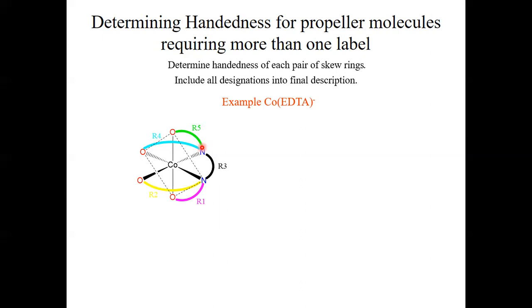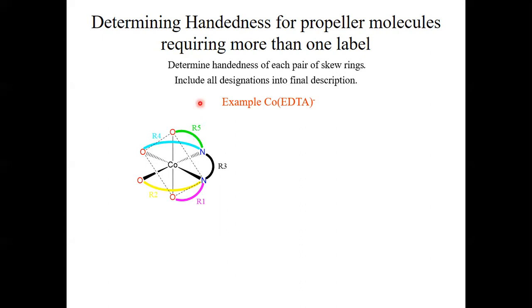Now we first have to analyze how many ring combinations we actually have to consider in order to be able to make a full determination of the handedness. So you see that overall we have 5 rings here. This ring here is labeled R1. This one is R2. This one is R3, this one is R4, and this one is R5. So now do we have to consider all possible ring combinations?